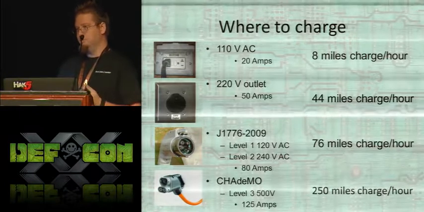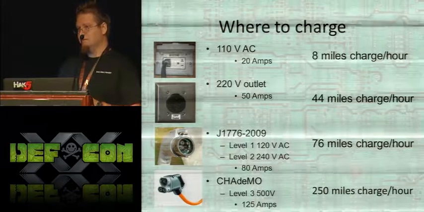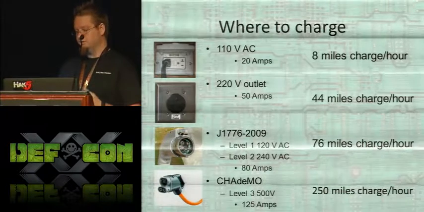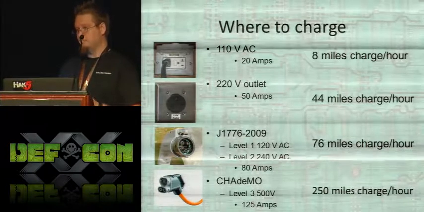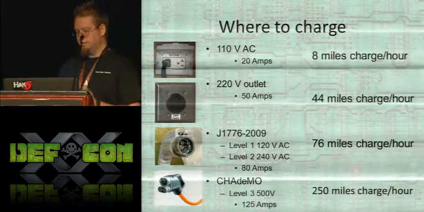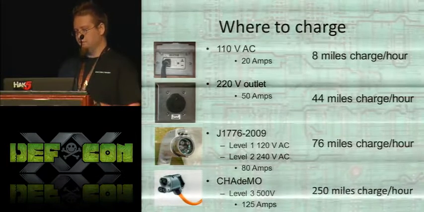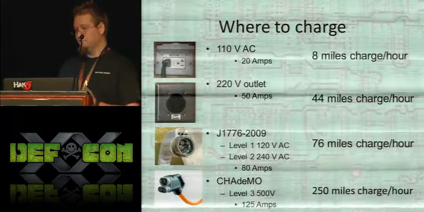If you want to do public charging, you're going to need an adapter. So no one's decided on an official standard. The US uses the J1772, but there's still some arguments over how to do that. Obviously, you can get a lot more power out of these, up to 76 miles of charge per hour.